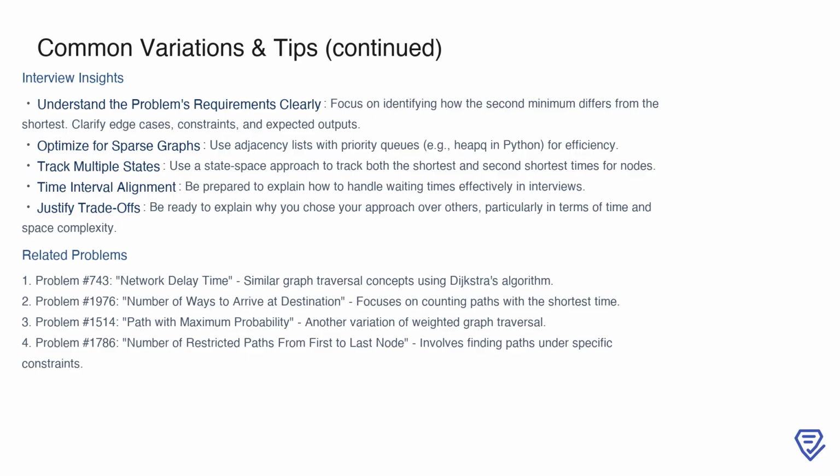You should also use a state-space approach to track both the shortest and second shortest times for each node. Be prepared to explain how you handle waiting times at nodes, as this can be a critical part of the problem. Additionally, interviewers may ask about trade-offs, so you should be ready to justify your approach in terms of time and space complexity. Finally, this problem shares similarities with related problems like Network Delay Time and Number of Ways to Arrive at Destination, so reviewing these can help reinforce your understanding of graph traversal concepts.